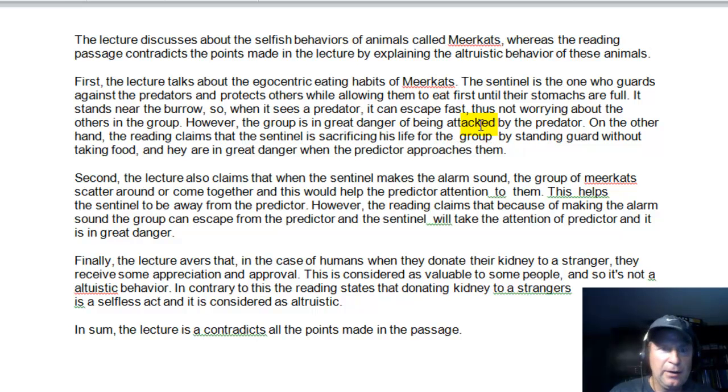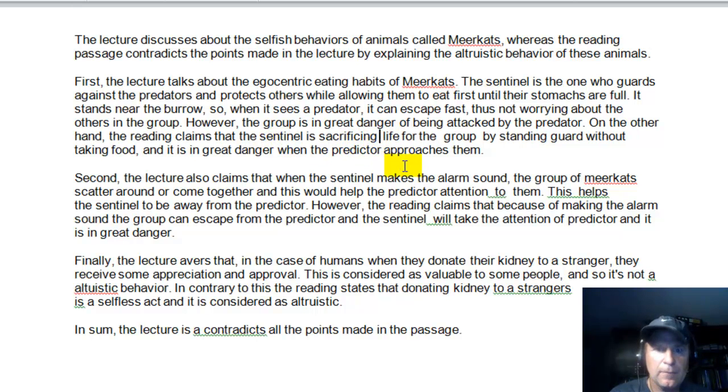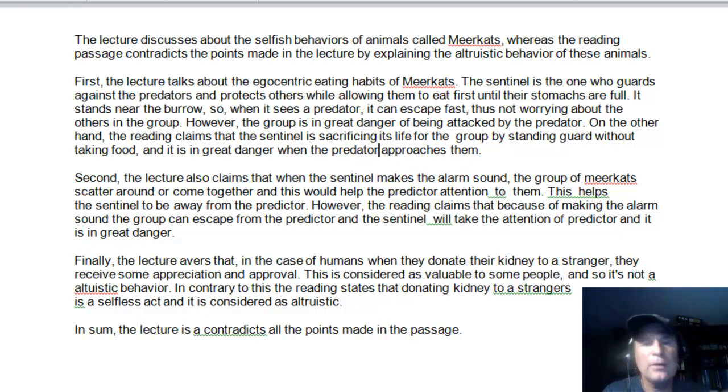to me, you want to say it. The reason you want to say it is, you said sentinel singular, right? The sentinel is sacrificing. And I'd probably say here again, its life for the group by standing guard without taking food, and it is in great danger when the predator... this is going to kill you right here, I'm telling you right now. Using predictor instead of predator, that kills your writing right there. That makes it difficult to understand what you're saying.